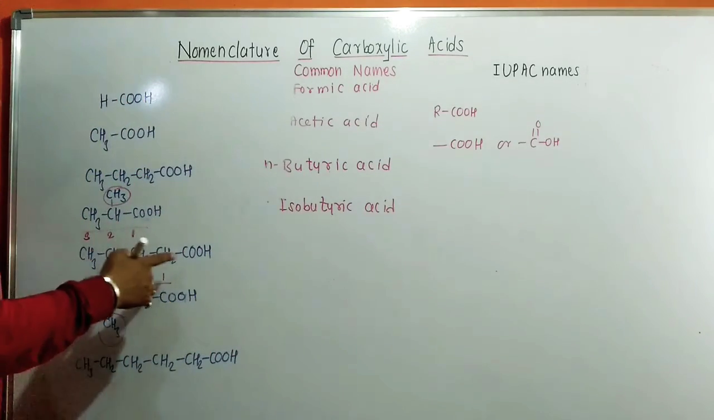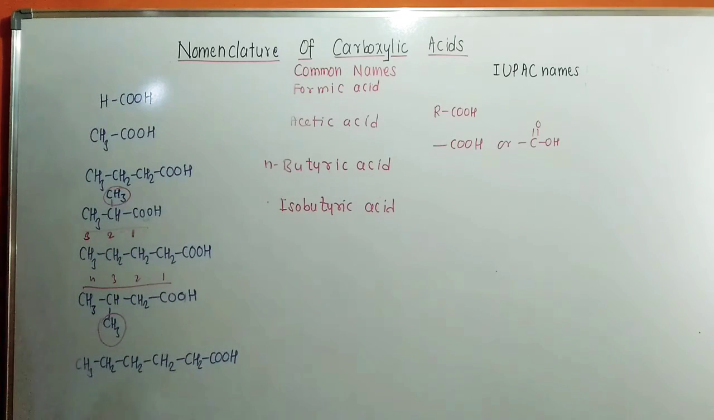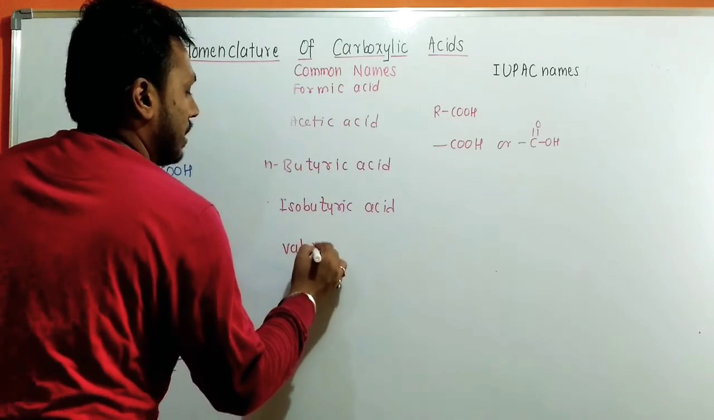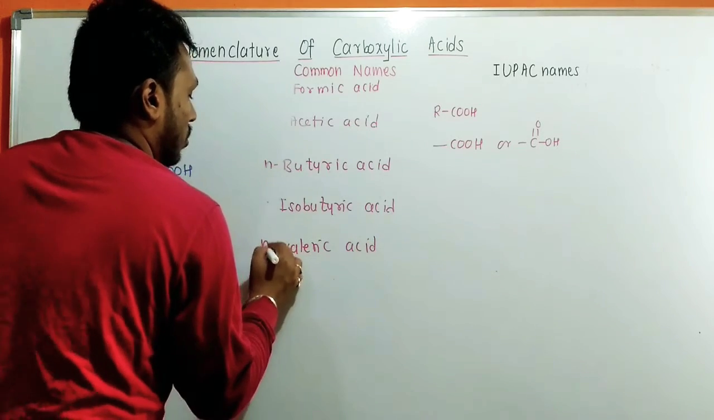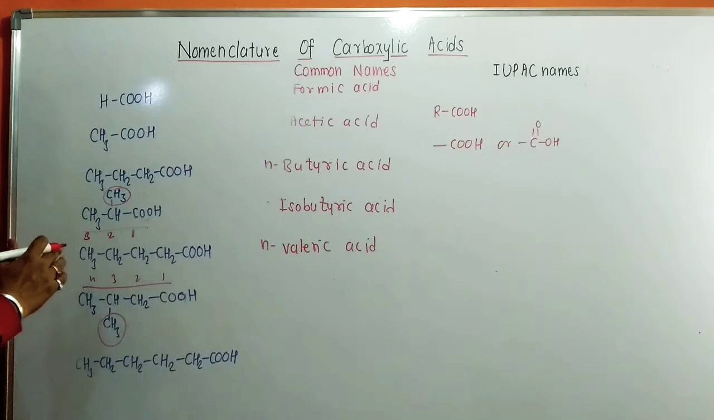In the same way, total 1, 2, 3, 4, 5. 5 carbon atoms are there. So we will call it valeric acid. And it is a straight chain, that's why we will write its name as n-valeric acid.